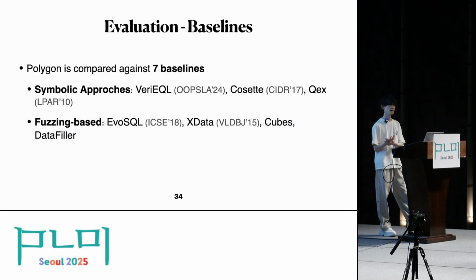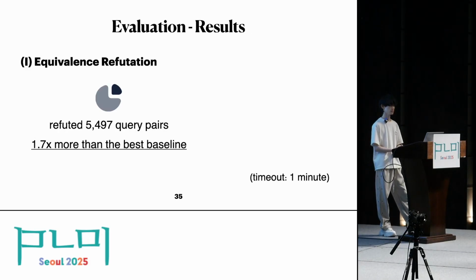So we compared Polygon against a wide range of existing approaches. We included symbolic approaches that precisely encode the semantic SQL queries, and we also have fuzzing-based approaches that generate test inputs for SQL queries with considering no or very basic semantic information. And our evaluation shows several key points about Polygon's performance.